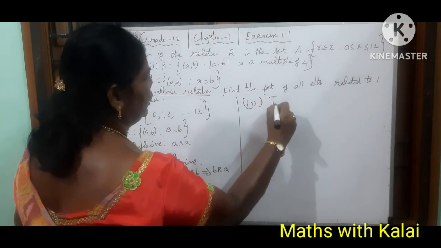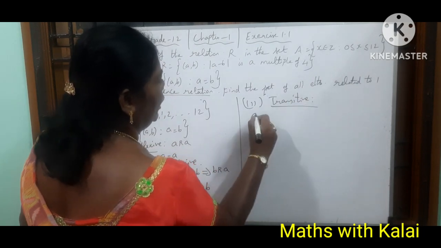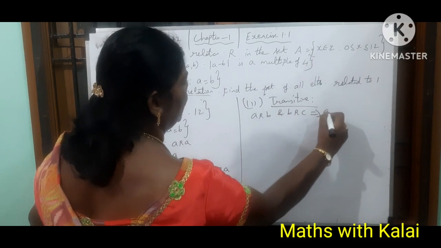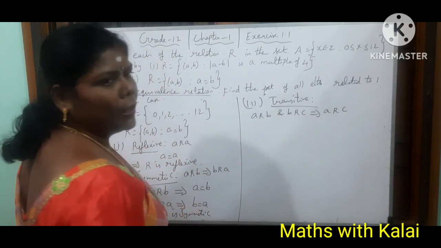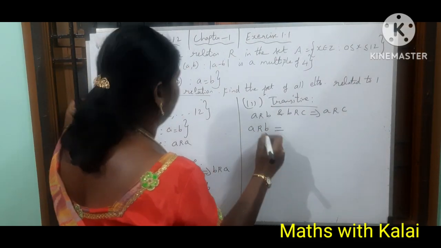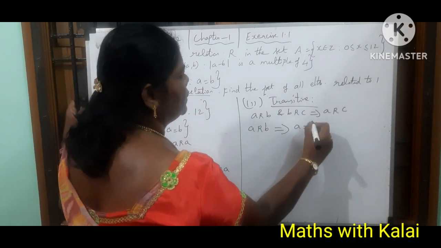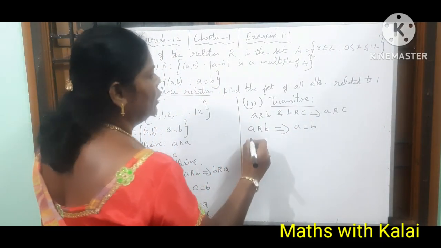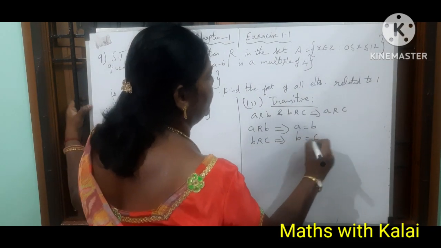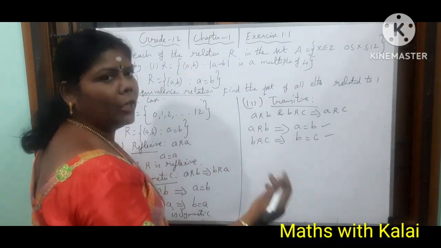For the third part, transitive, we need to assume that A is related to B and B is related to C, and as such we have to prove A is related to C according to the definition. So if I am considering A is related to B, according to the relation what is given, we are saying that A is equal to B. If I am saying B is related to C, I am saying that B is equal to C. So these two statements are true, we are assuming.